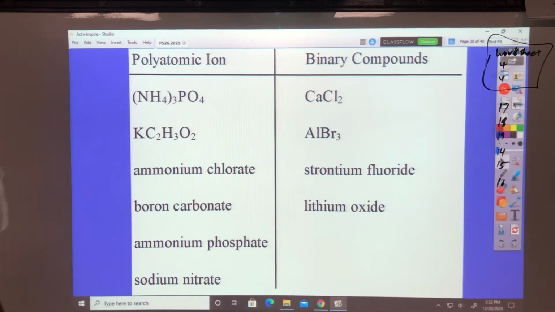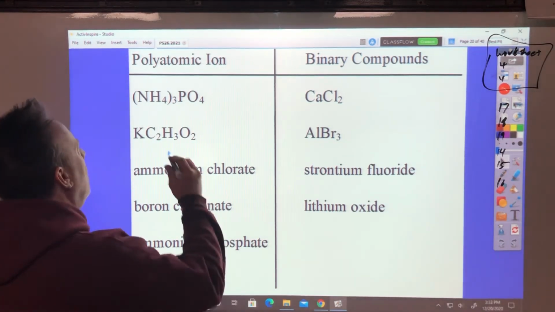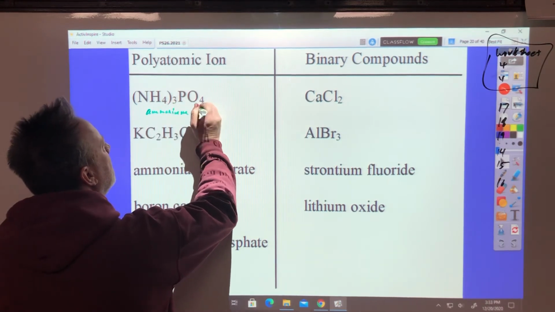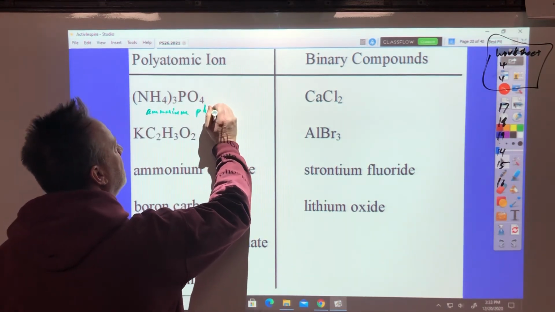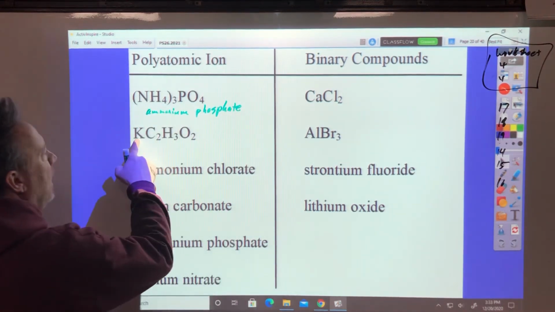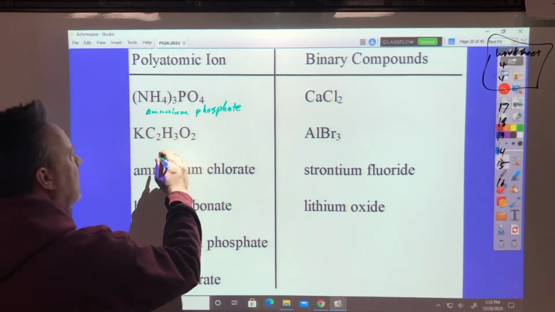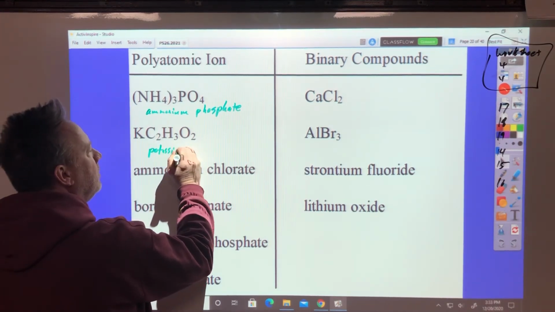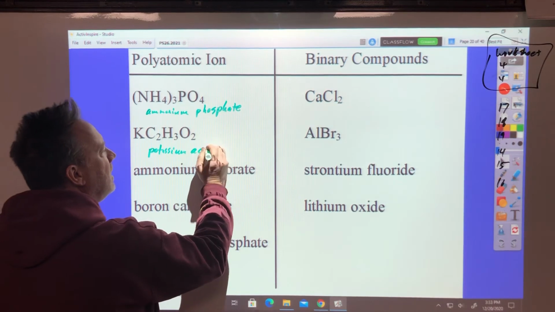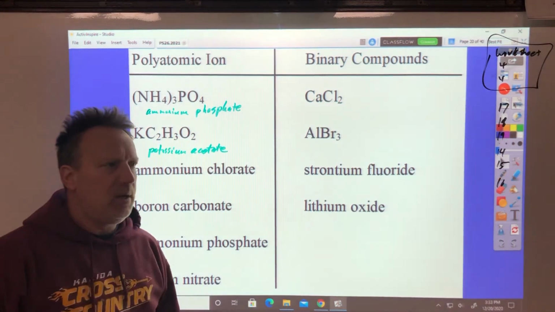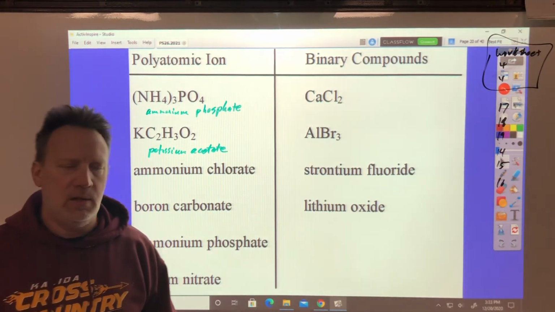Okay, so ammonium. Oh, this is naming. This is ammonium phosphate. Okay, the rest of this is acetate. So it's potassium acetate. No, you don't just list the elements in there. There's always somebody who tries. Don't waste your ink. That's not how it's done.